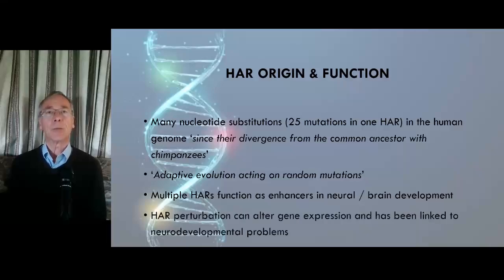Now, we know they're important, and we know that this is highly unlikely because any perturbation of the regions can alter gene expression. And when this happens in the human genome, we have neurodevelopmental problems as an example. So this highlights the fact that strong purifying selection has kept these regulatory regions the same in every species except in humans. So we'll come back to that later.